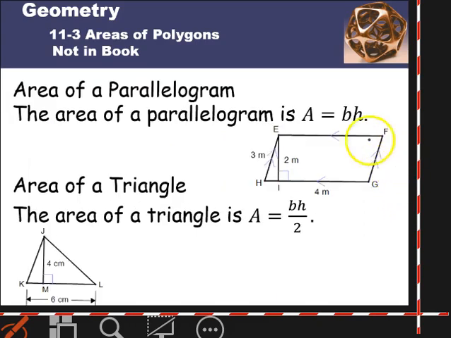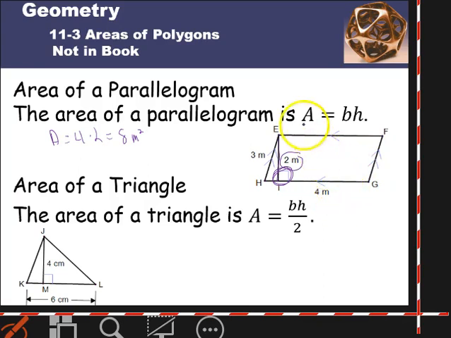Okay, for this one, we're looking for the area of a parallelogram. So the area is just base times height. But this is the height, and you know it's a height because this is where the right angle is. So wherever the right angle is, that's where the height is. So the base is 4 and the height is 2. So the area is 4 times 2, which is 8, and this would be meters squared.